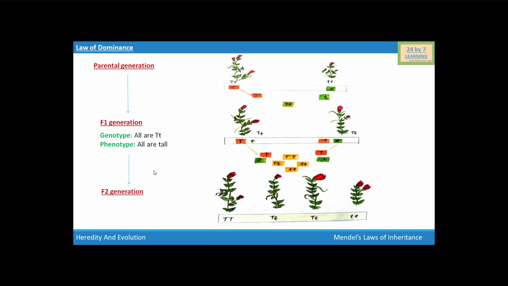In the F2 generation, you can see the genotypic ratio of the plants was 1:2:1, while the phenotypic ratio was 3:1. That means only 1 part of the plants were dwarf, while 3 parts were tall. So we can say in the F2 generation, the expression of both the genes, the gene for tallness and the gene for dwarfness, was visible. In this video, you can better understand the law of dominance and also the monohybrid cross.